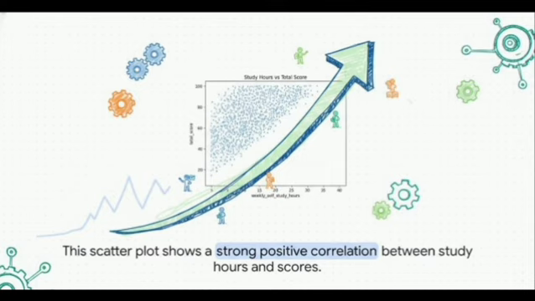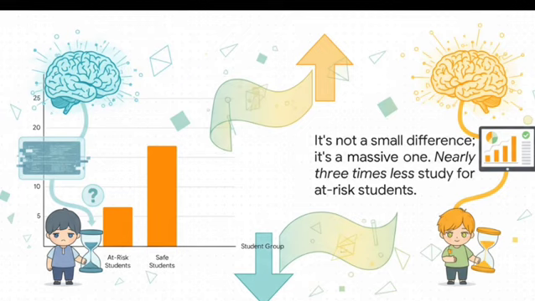And check this out. Here's that same data, but in a different and honestly even more dramatic view. This chart just lays it all out, doesn't it? It's not just a small difference, it's a massive one. Students who are considered safe, the ones who pass the course, study an average of 17 hours a week. But the students who are at risk, just 6.6 hours. That's almost three times less. The data could not be any clearer on this.